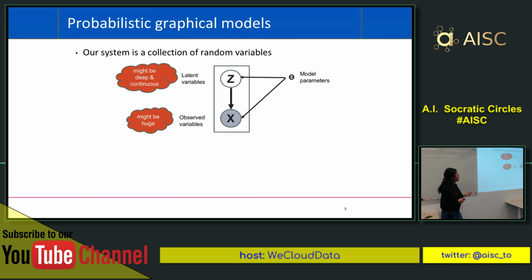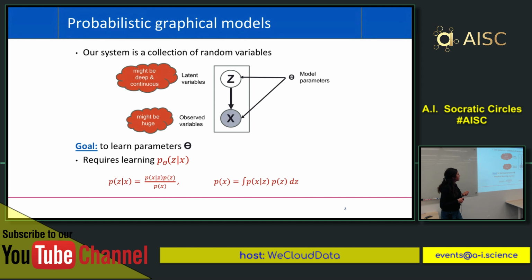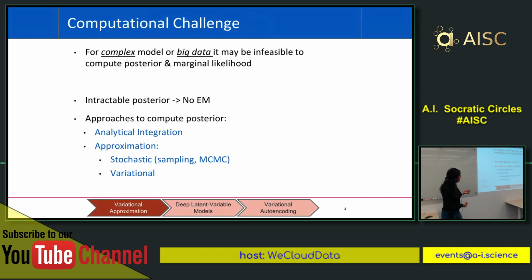The observation might be very complex, as in, for example, face images, all these images, they're complex. And the latent variable might be deep and continuous. So the goal is to learn these parameters that help us to infer our latent variables. And back to Bayes' theorem, we have the posterior.